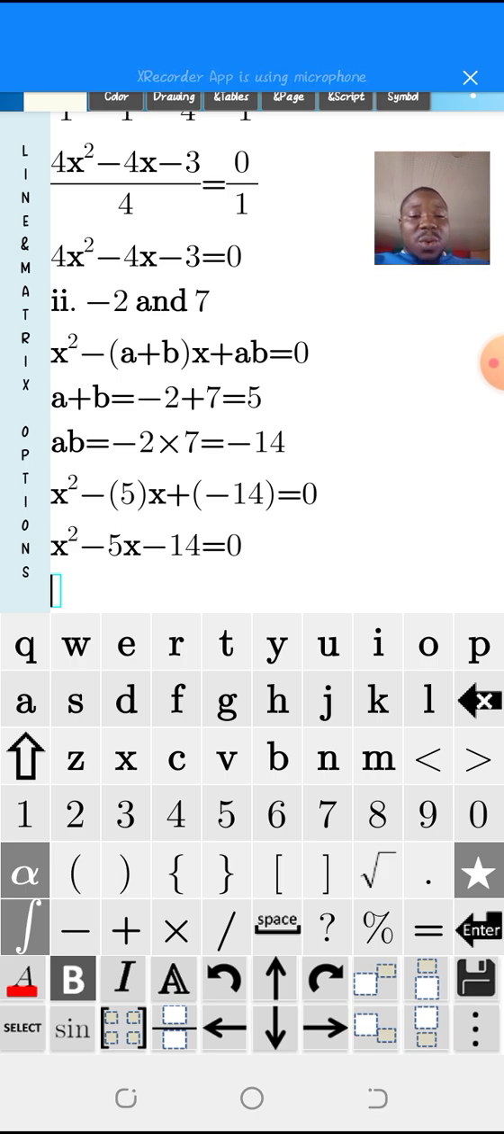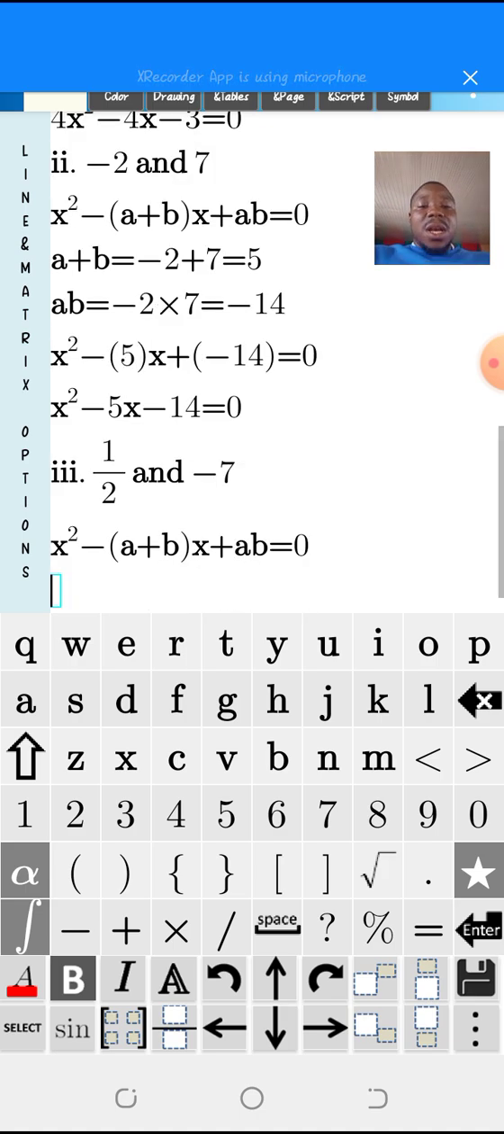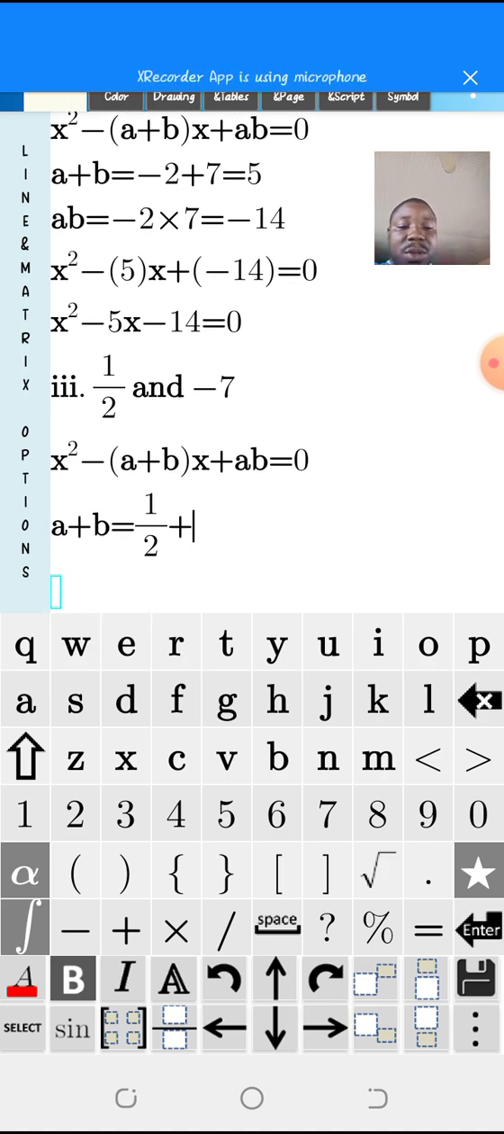So let's quickly look at the third one. Here we have 1 over 2 and minus 7. Let's go back and check. Yep. So following the same pattern, you quickly recall your formula, x squared minus (a plus b)x plus ab equals 0. And then from here, your a is 1 over 2 and your b is minus 7. So that means a plus b is going to be equal to 1 over 2 plus (minus 7), and that's the same thing as 1 over 2 minus 7, because plus minus is minus.